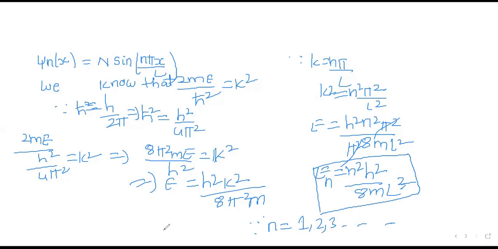Right, so if I just substitute, E1 will be equal to h square by 8 ml square. Then E2, so n is equal to 2, what will happen? E2 will be equal to 4 h square by 8 ml square. In the same way, you can proceed for n is equal to 1, 2, 3, and so on. Understood, everybody?